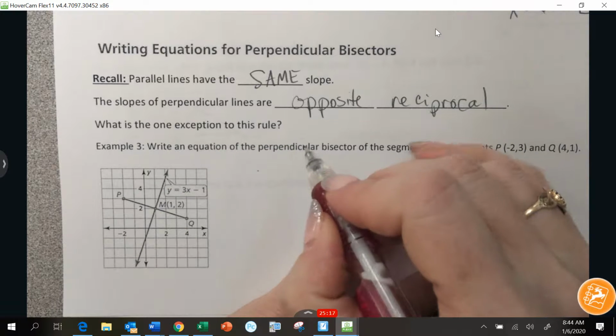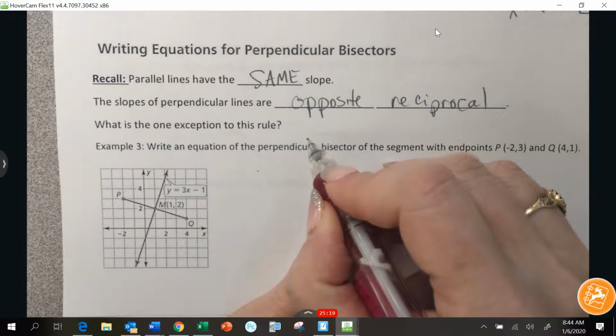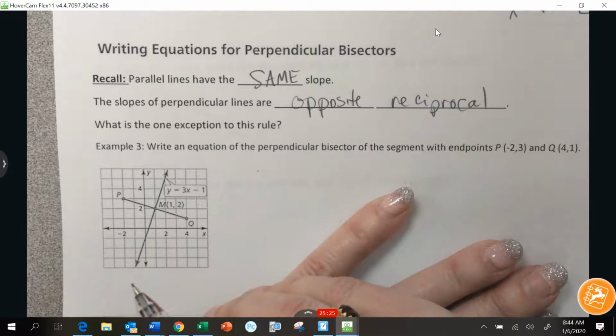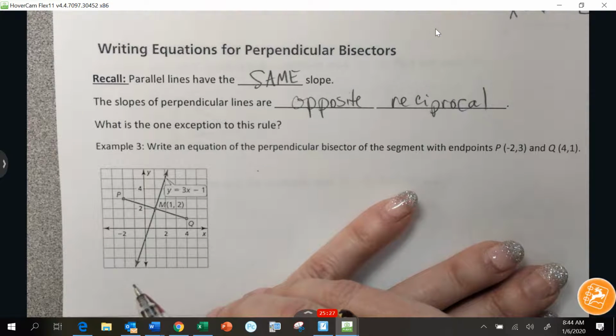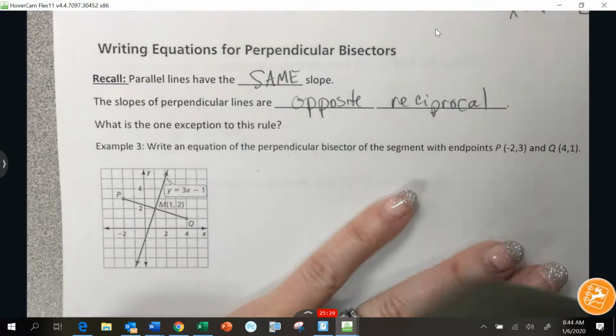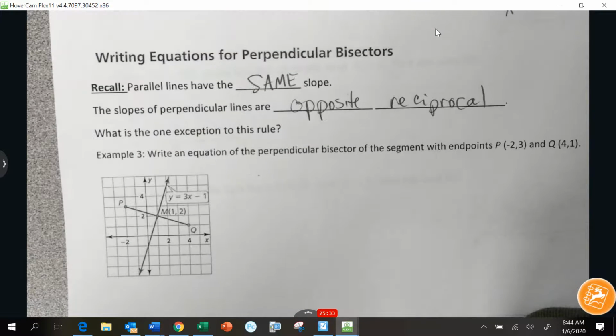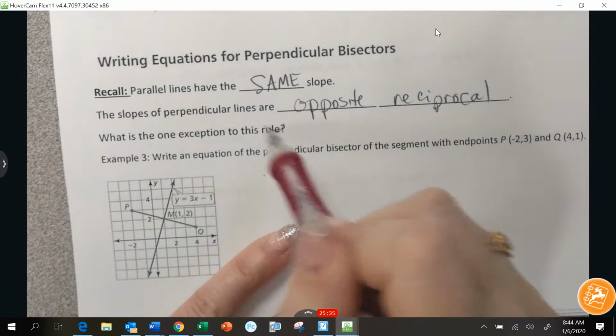I would say if, what is it called? There isn't an exception to this rule, but if one was perpendicular and one was horizontal, but I don't really think there's an exception to this rule.